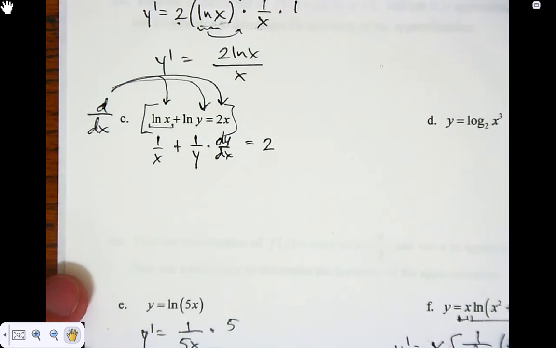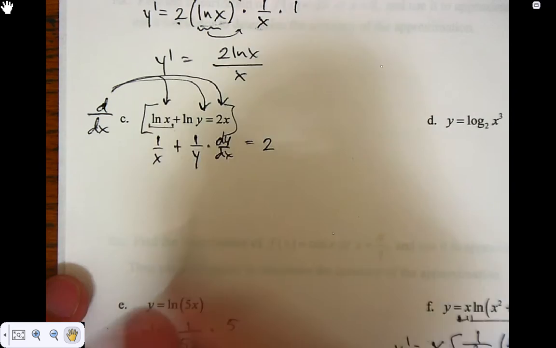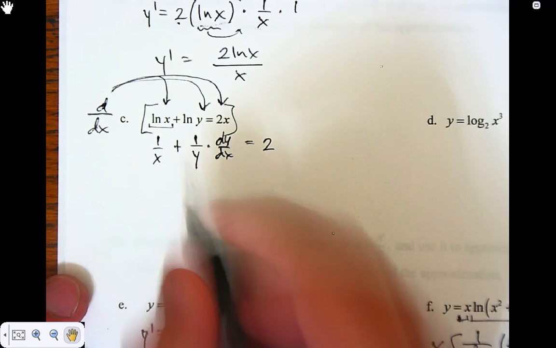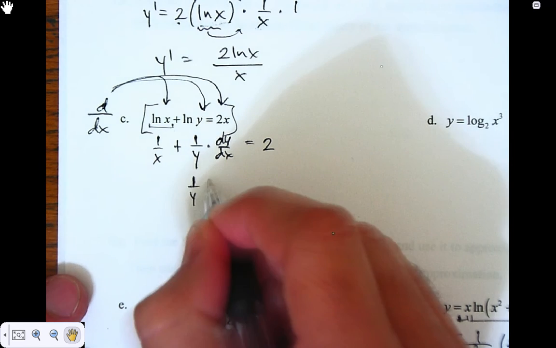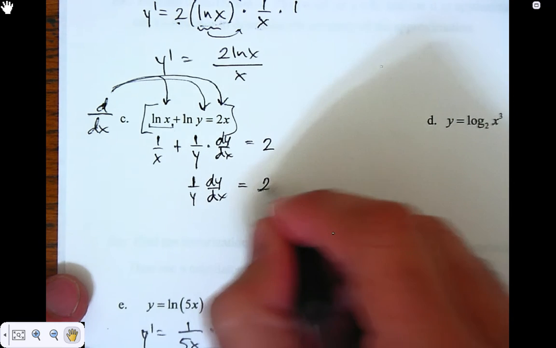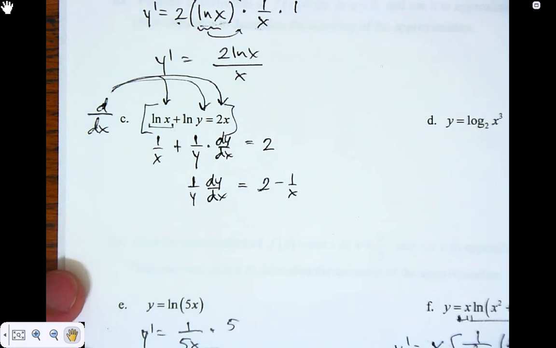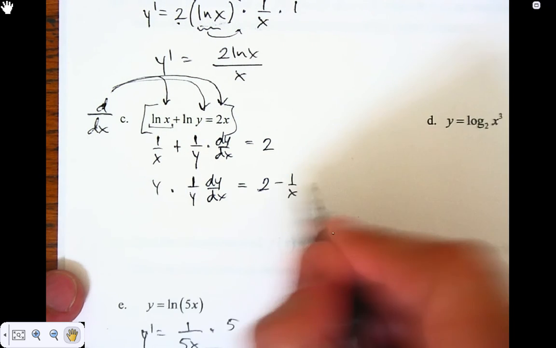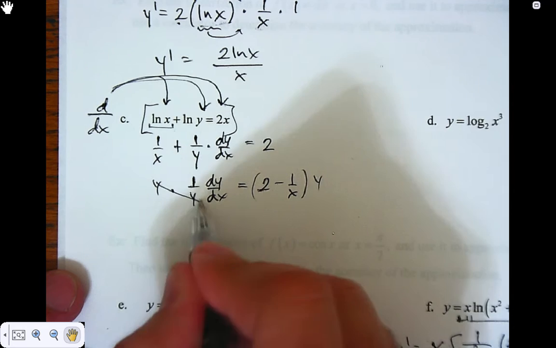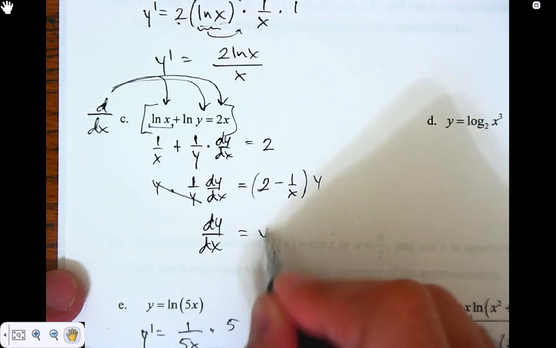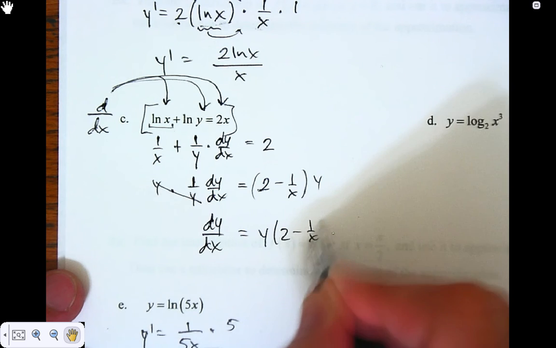Equals the derivative with respect to x of 2x, which is just 2. And so how do I answer the question? Well, I'm looking for y prime, or dy/dx. So let's subtract 1 over x. So I have 1 over y times dy/dx equals 2 minus 1 over x. Now to get rid of this 1 over y, I would multiply both sides by y, giving me dy/dx, my answer, as y times (2 minus 1 over x).